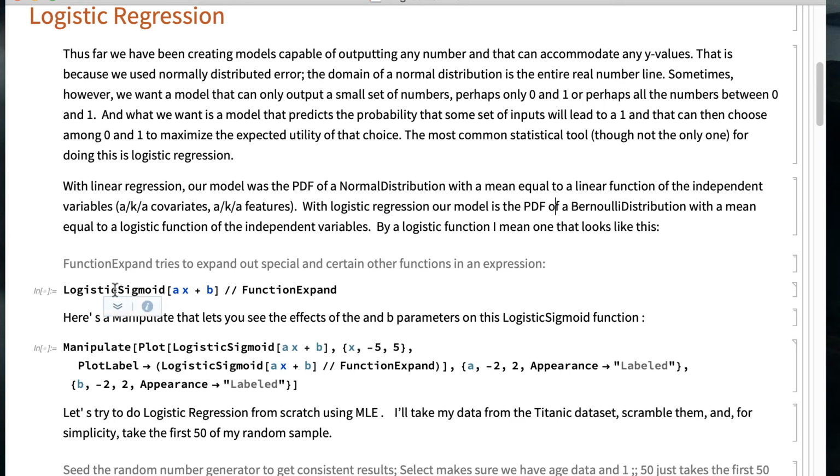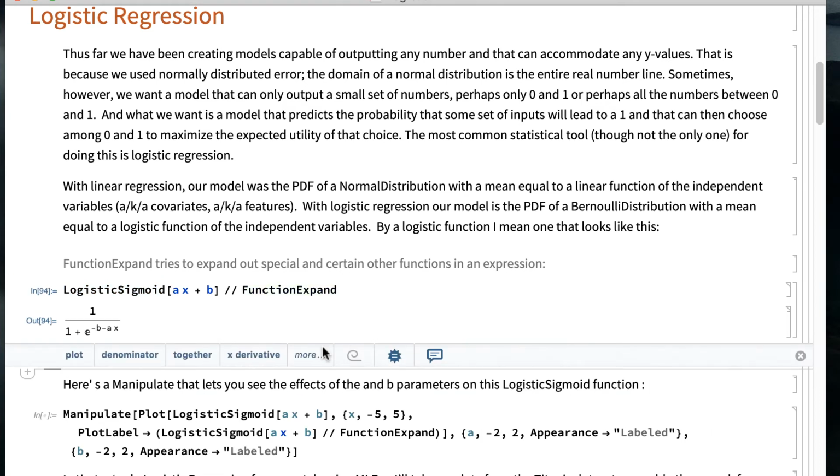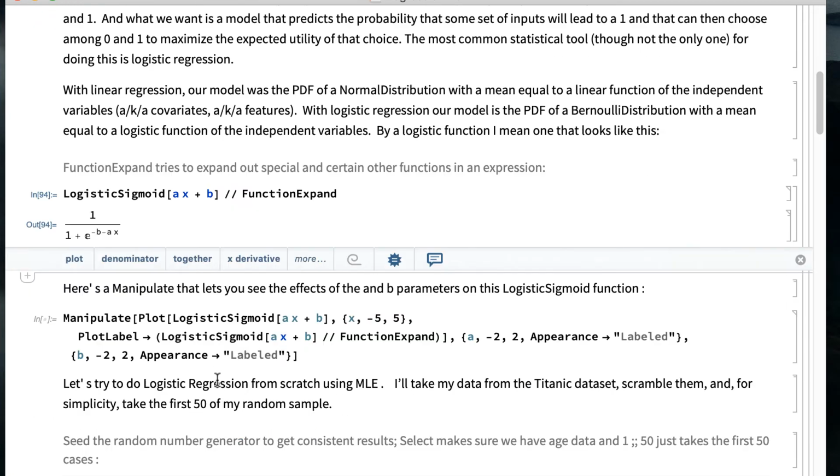Here's the Wolfram Language command that gives us a logistic function. They call it logistic sigmoid, and I'm going to make it a function of ax plus b. So there's a little linearity inside of the logistic. And so that's the formula. That's what we mean by a logistic sigmoid.